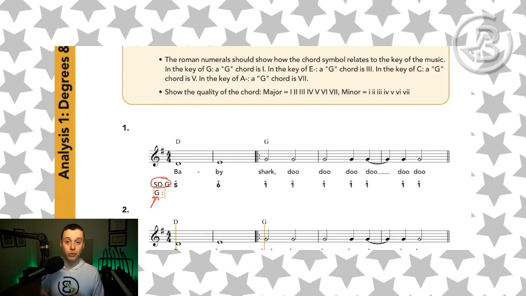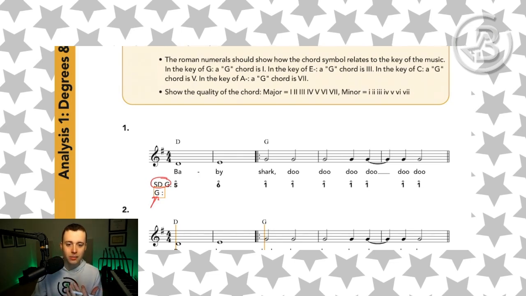So for example, if we think about the key of G, the scale is G major. The Roman numeral is going to show the quality of the chord and the scale degree of the note name of that chord in relation to the scale. So G is 1, A is 2, B is 3, C is 4, D is 5, E is 6, like that. So in the key of G, G is 1.